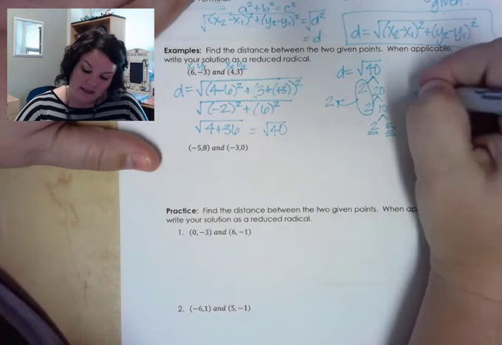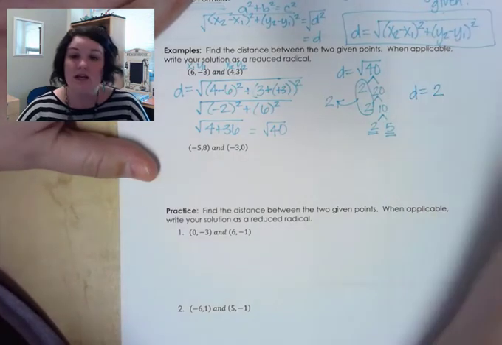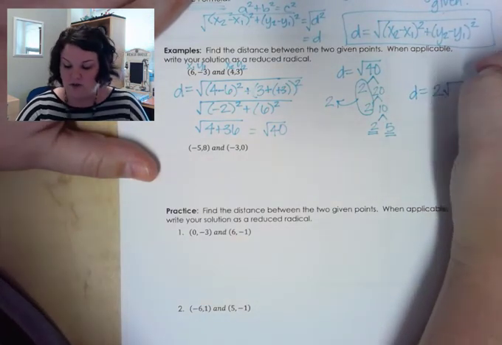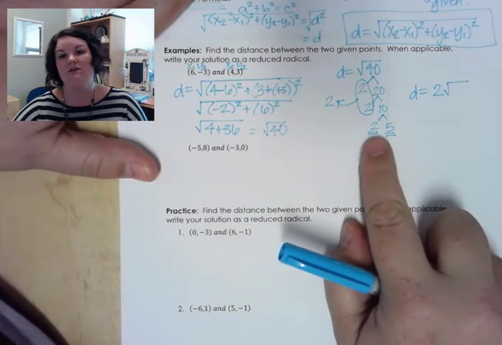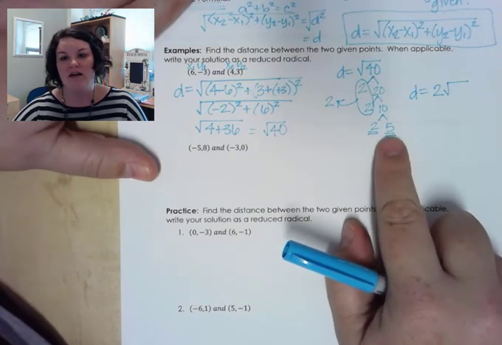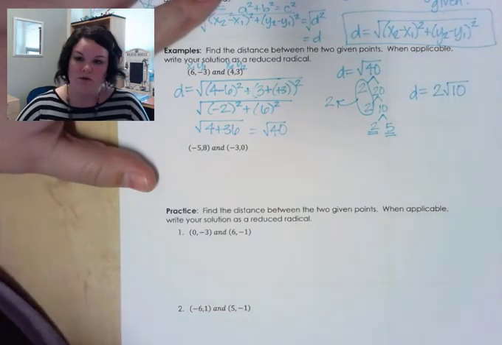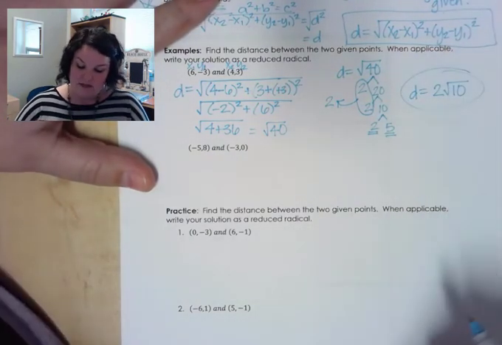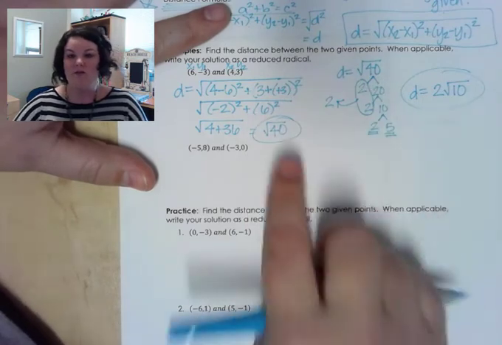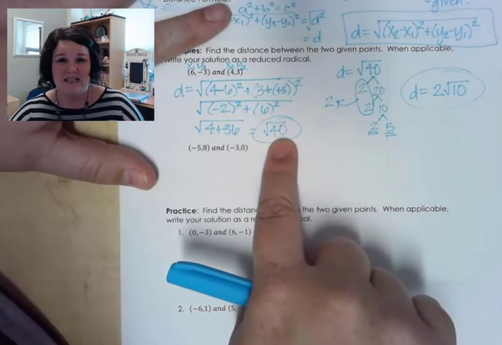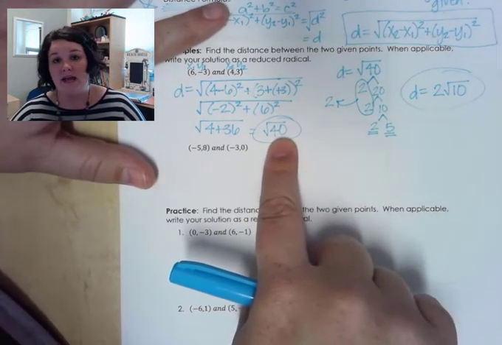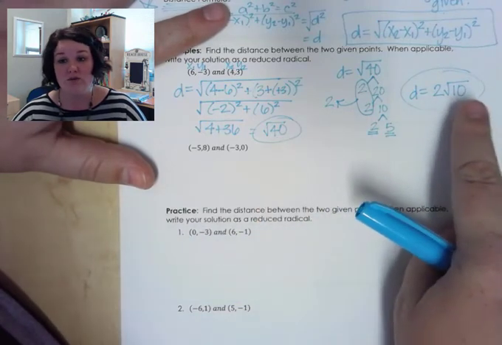So that means that my distance is equal to the 2 that I brought out, and then underneath my radical, the 2 numbers that are left over. So I was left with a 2 and a 5. So I'm going to multiply those back together, which gives me 2 square root of 10. Okay, so again, Newton may let you leave your distance written like this, but it also may have you write it as a reduced radical.